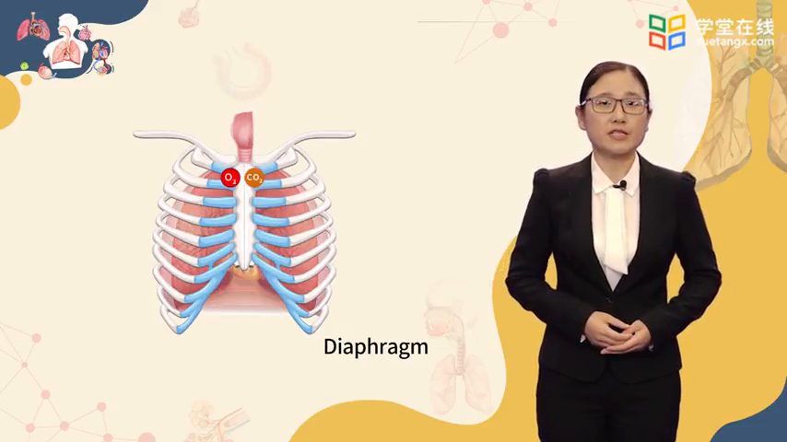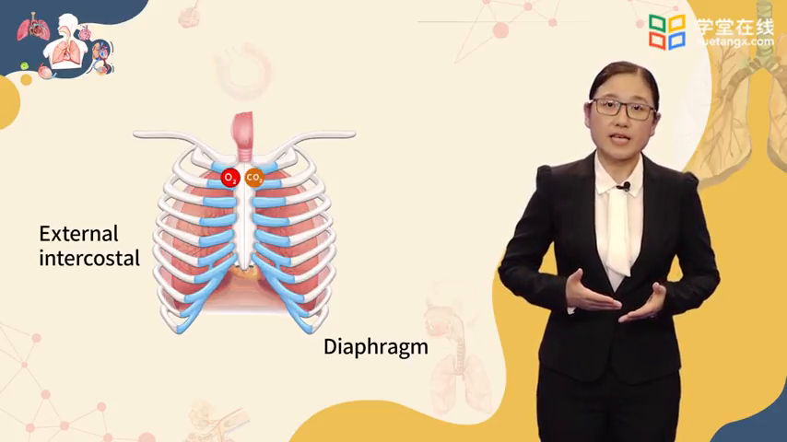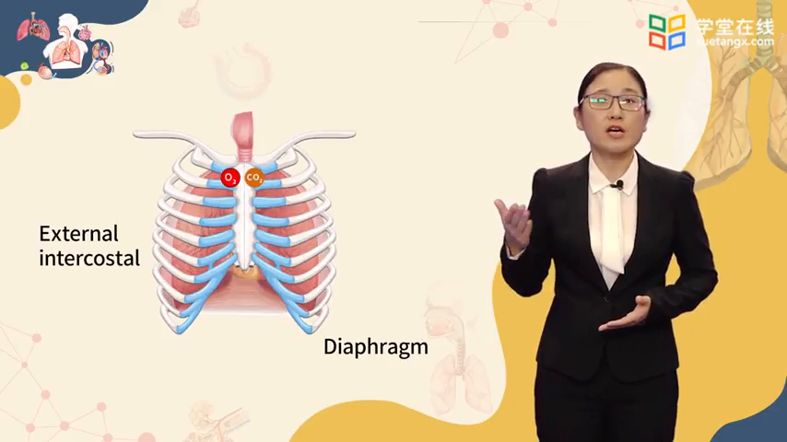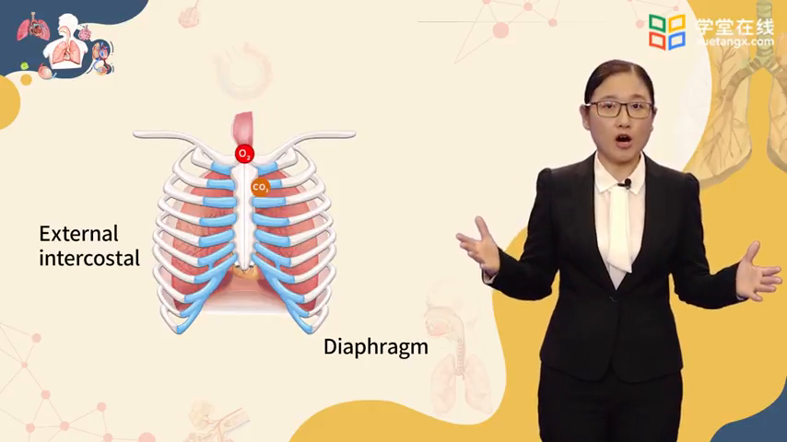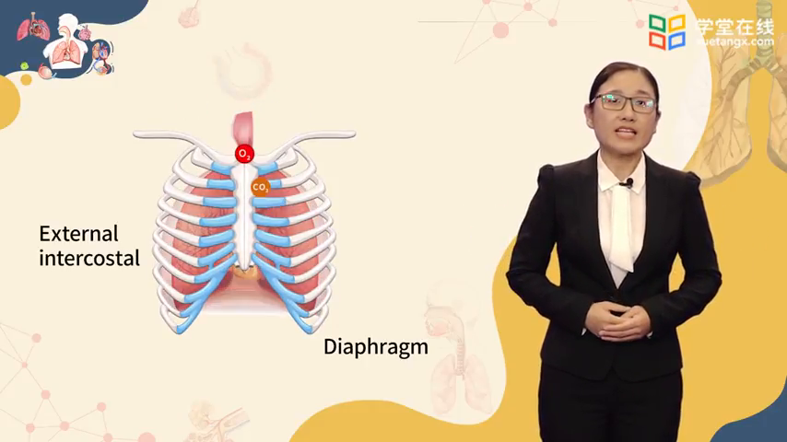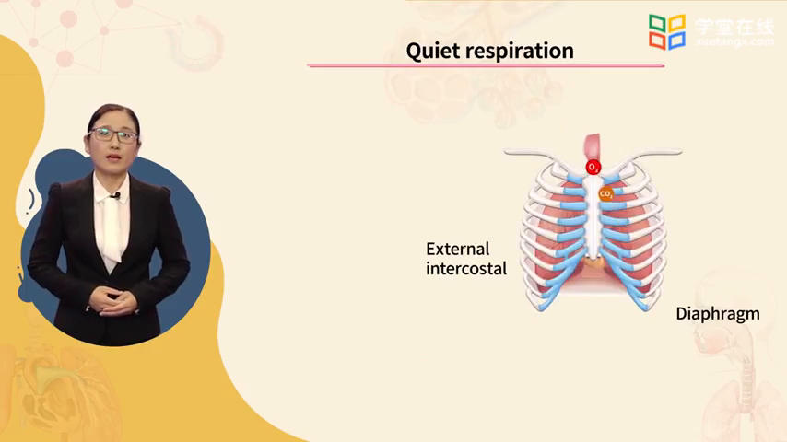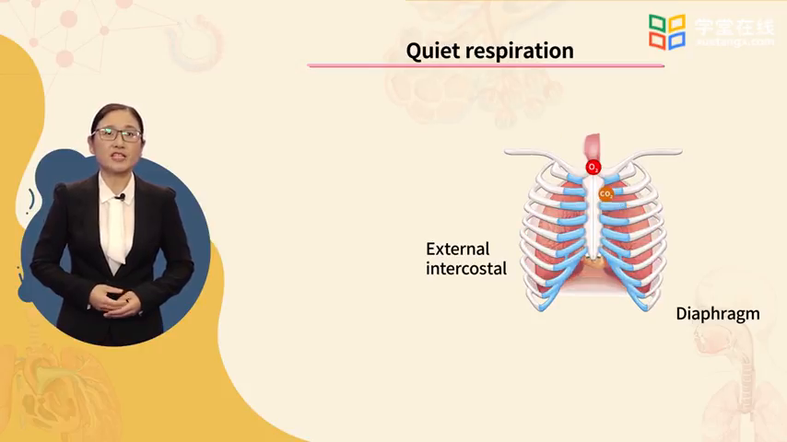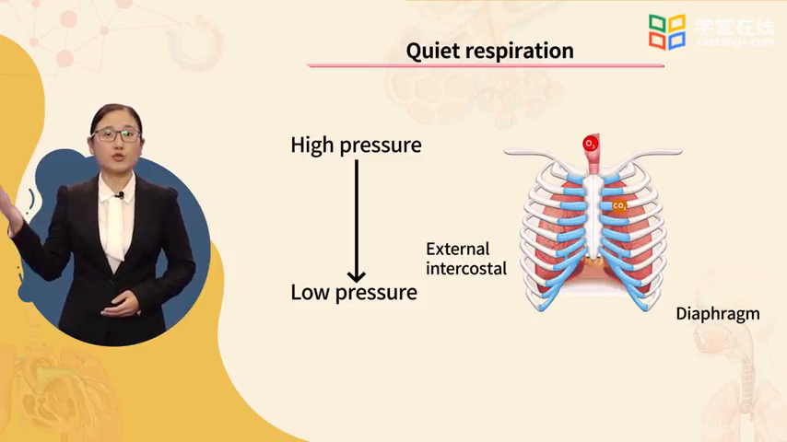Under normal conditions, when you breathe in quietly, your diaphragm contracts and external intercostal muscles also contract to move the rib cage up and out, thereby expanding the volumes of the thoracic cavity. Hence, lung volume increases, resulting in low pressure in the lungs compared with outside. The difference in pressure causes the flow of air from high to low.